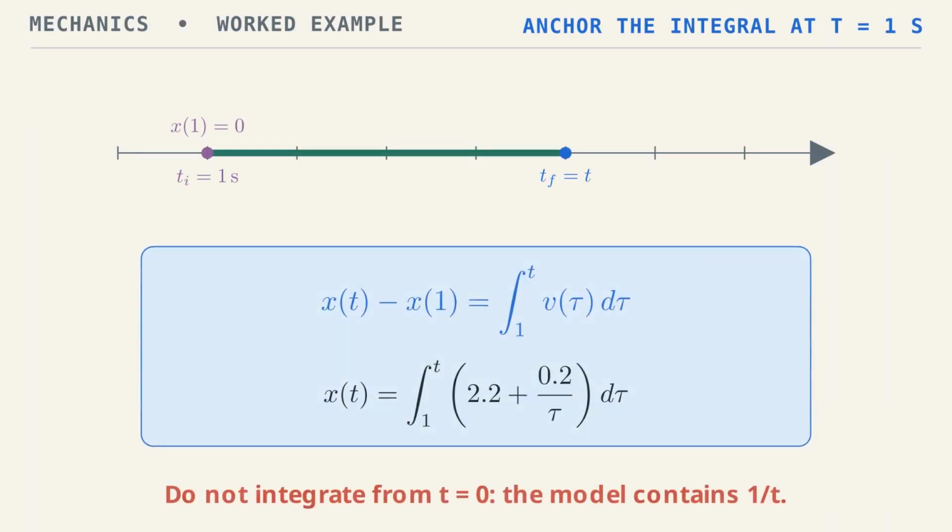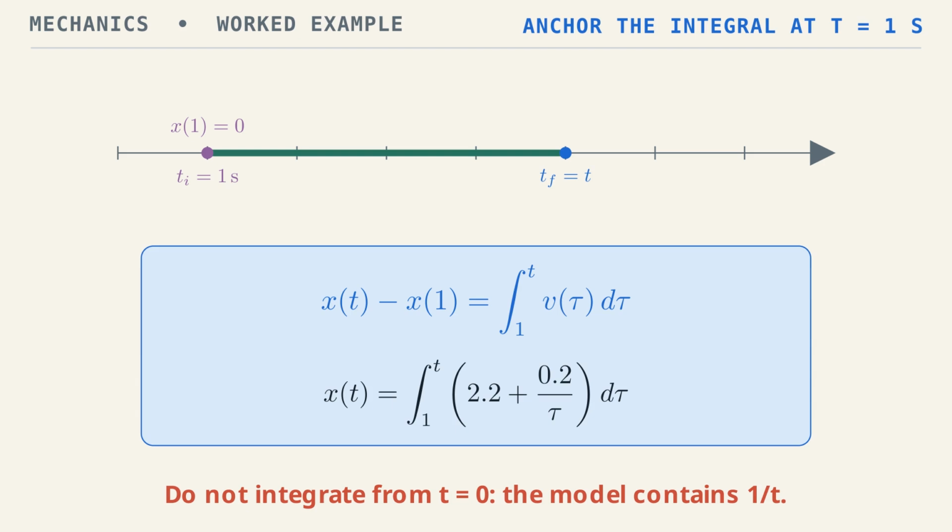Position requires an initial condition. The problem gives x at 1 second, not at 0. Therefore, anchor the definite integral at t equals 1 second. x of t minus x of 1 equals the integral of velocity from 1 to t. Since x of 1 is 0, that definite integral directly gives x of t.